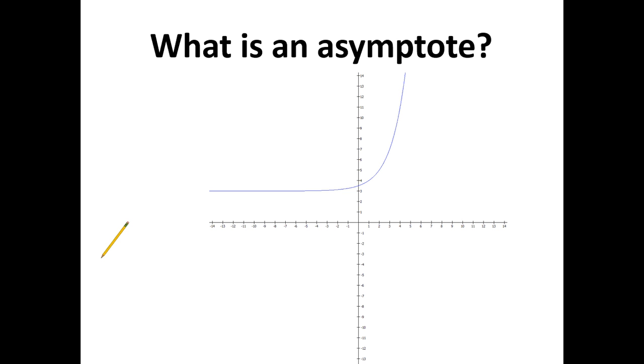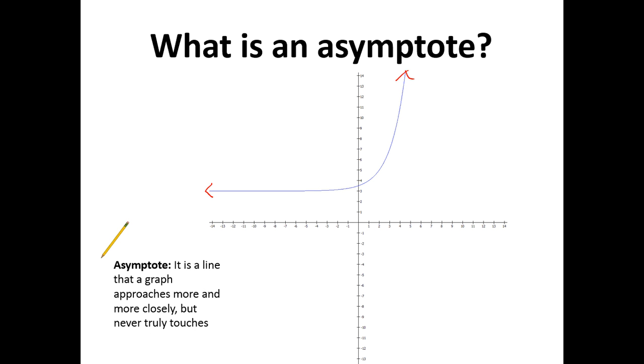So let's go ahead and look at this graph. This is an exponential growth graph. I know it's a growth graph because it starts out low and then it gets really big fast, okay? So what is an asymptote? Well, an asymptote is a line that a graph will approach more closely, inch by inch, centimeter by centimeter, millimeter by millimeter, but it'll never touch it. It never truly touches it or crosses it.